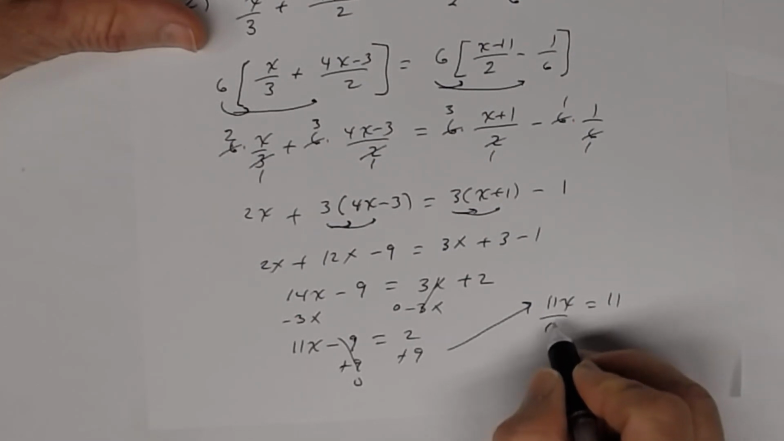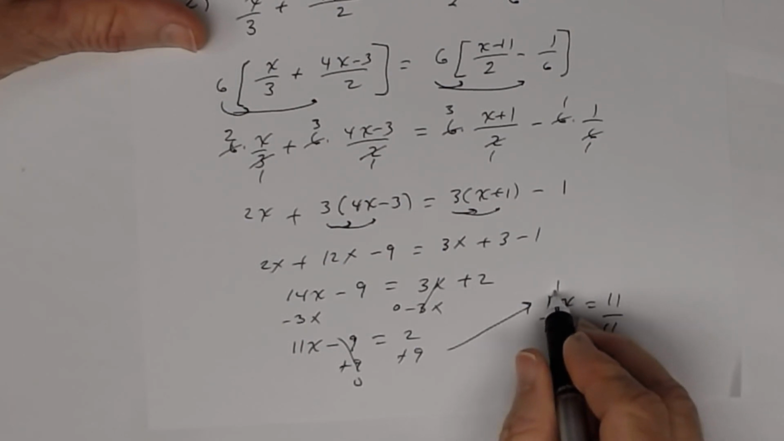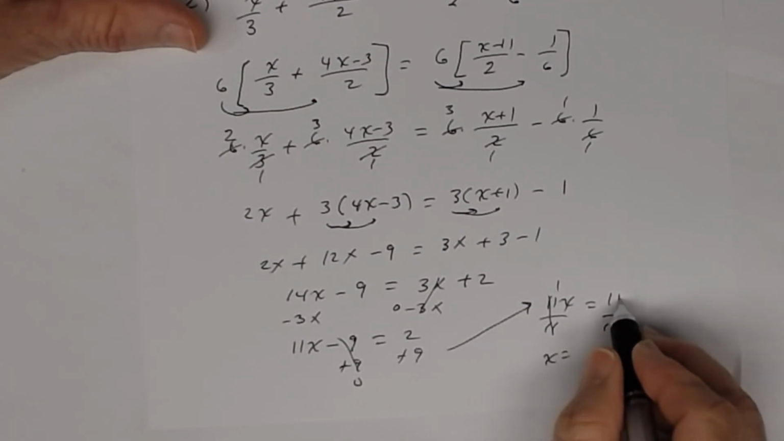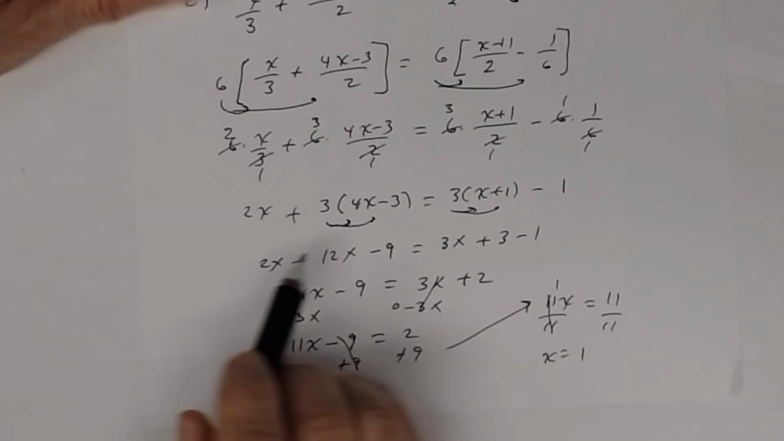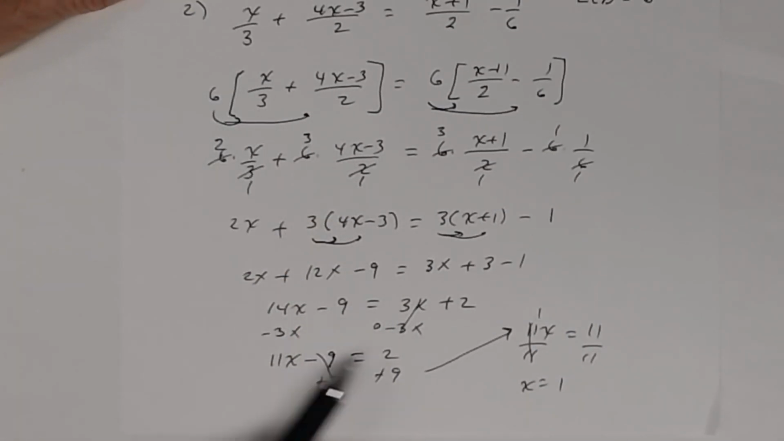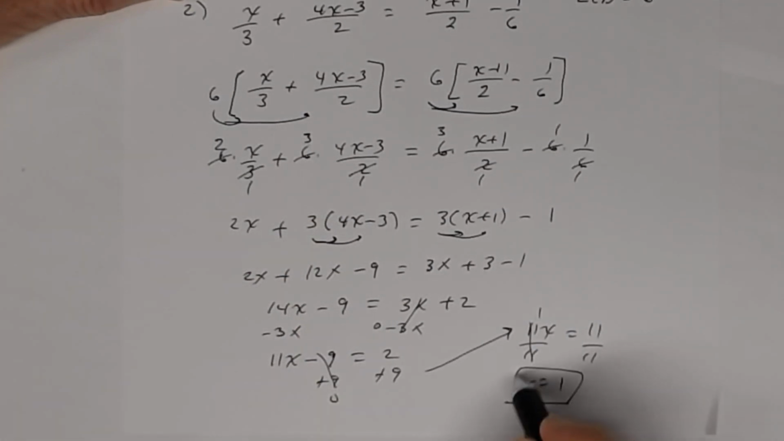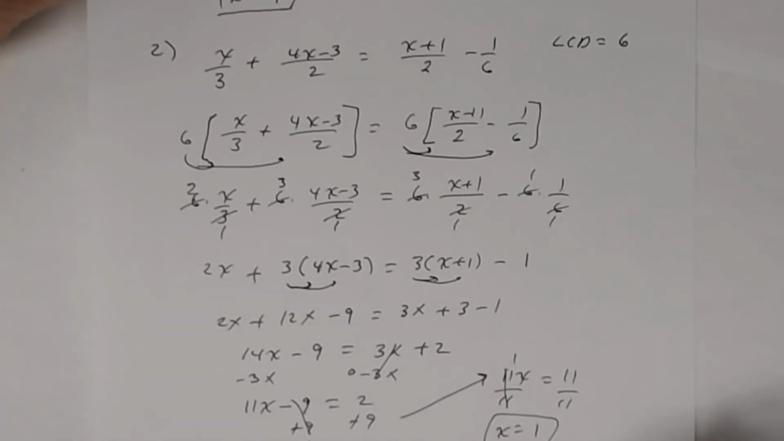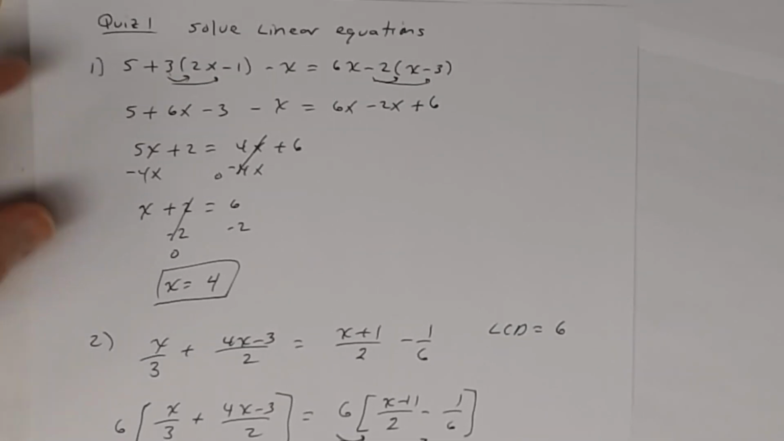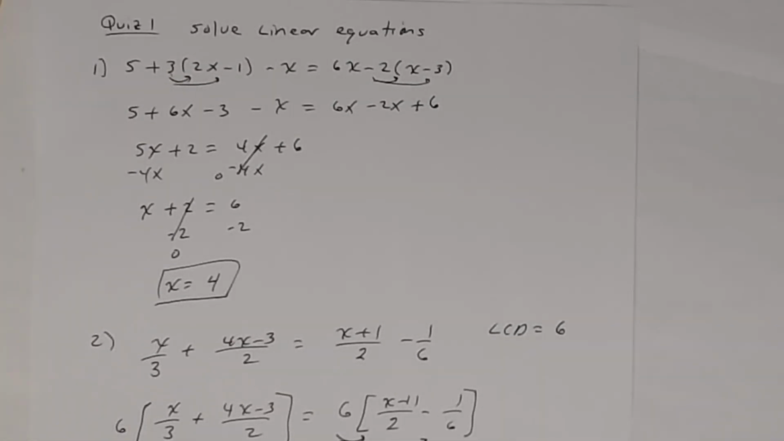And then divide both sides by 11. 11 divided by 11 is 1, so 1 times x is x, and 11 divided by 11 is 1. So x equals 1. Assuming you did all this work correctly, this is your solution. All right, so that is the key to quiz number 1 on solving linear equations.